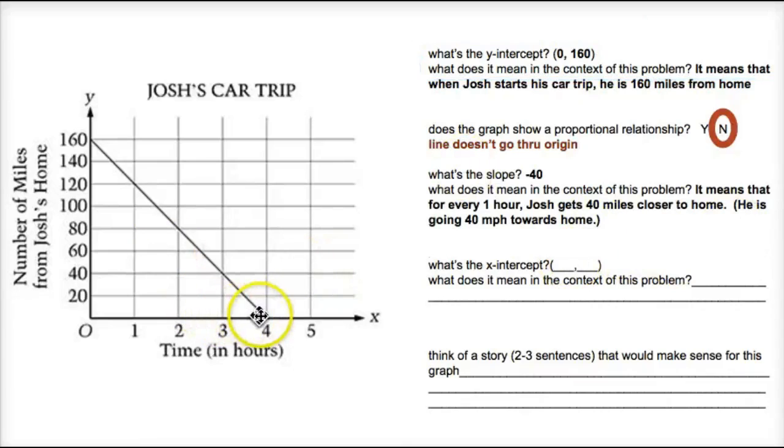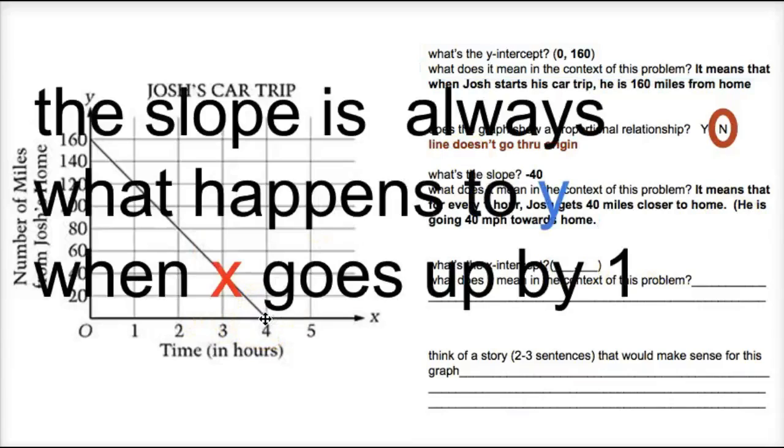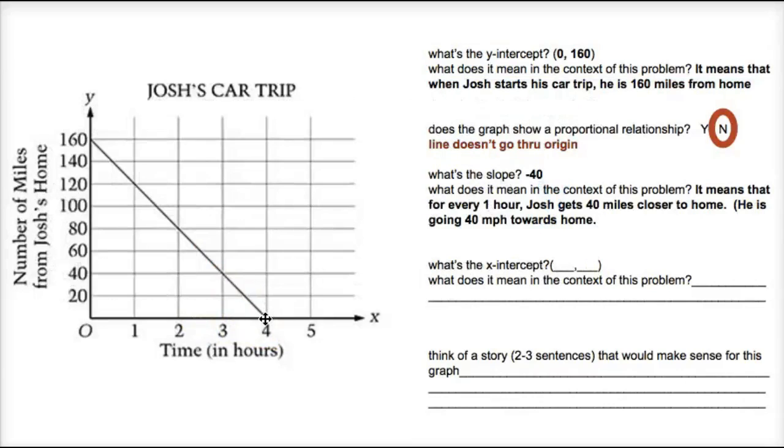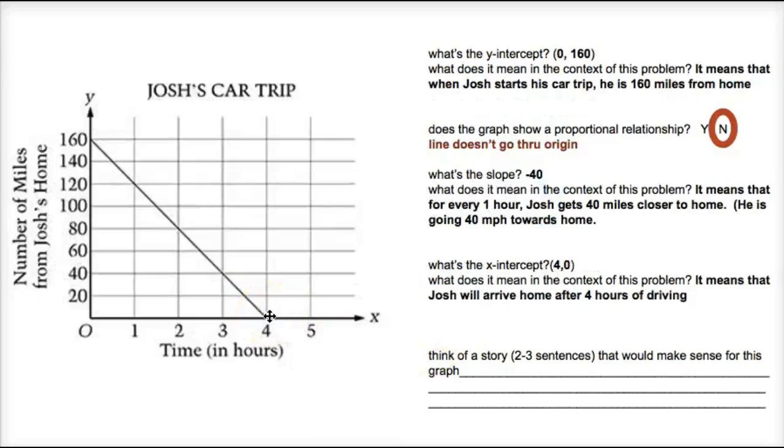What's the x-intercept here? That looks like this point right here. The x-intercept is where this line crosses the x-axis. Oops, sorry. And let's remember again that the slope is always what happens to y when x goes up by 1. The x-intercept is (4, 0). That means with Josh, we'll arrive home after 4 hours of driving.